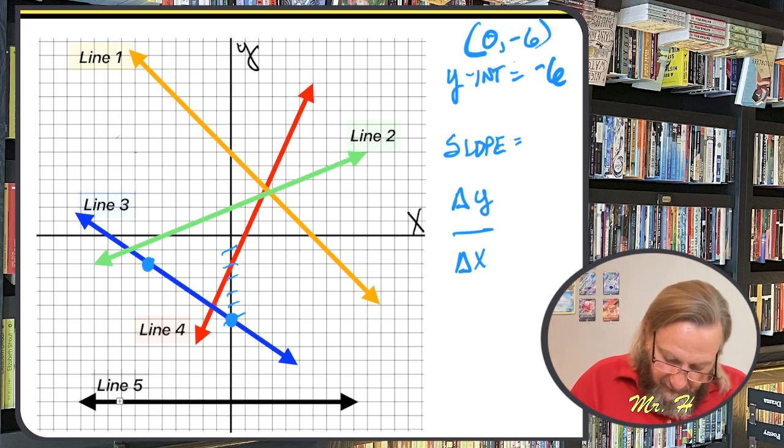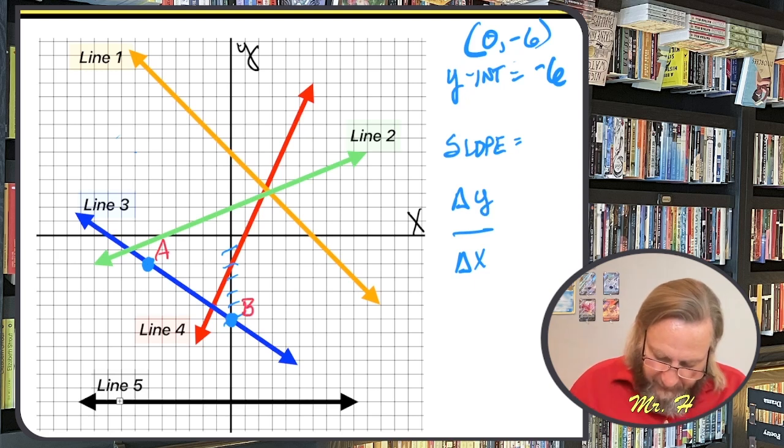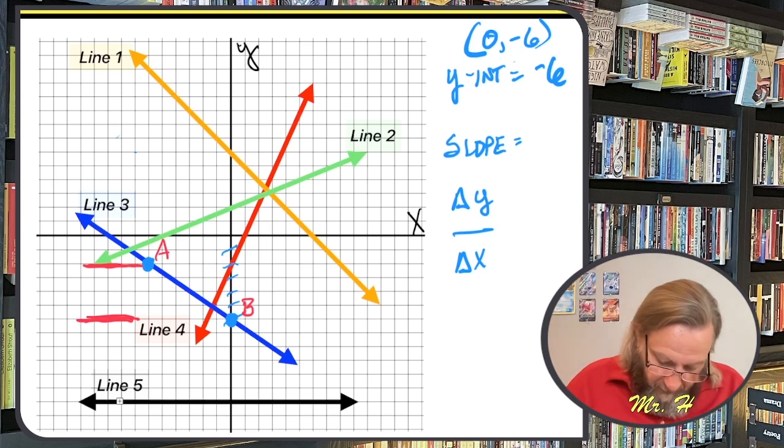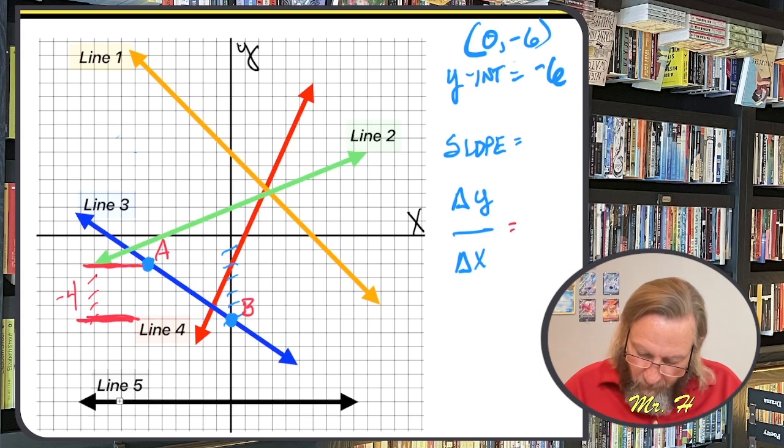Oh, we do need to label our points. We're going to go from point A down here to point B. So point A is up on this level, and point B is down here at this level. So we're going down. That's going to be negative. How far? 1, 2, 3, 4. Went down 4. So that's going to be a -4 for the delta y.